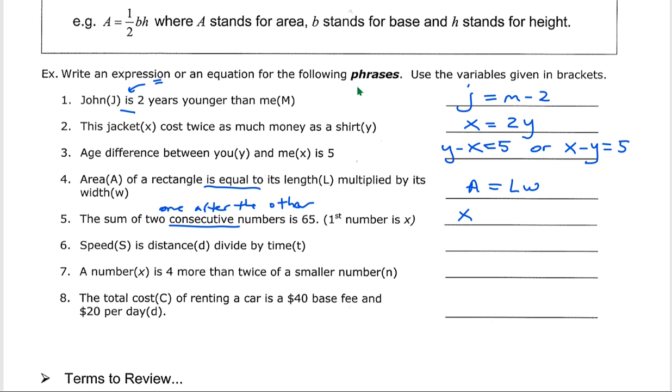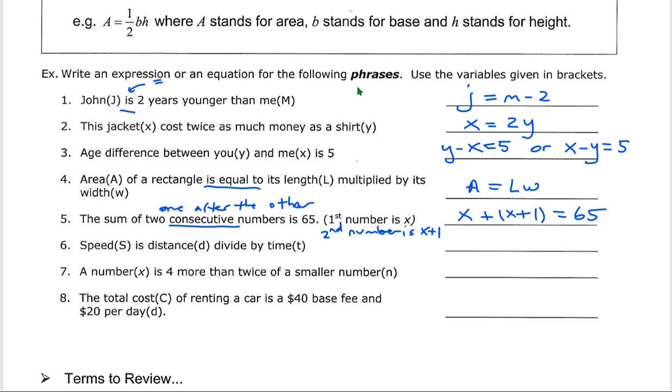So the second number, I'm just going to write over here, is X plus 1. First number is x, the second one has to be x plus 1. So the sum of two consecutive numbers is 65. It means if I take x plus the number after it, the sum, you can put it in brackets if you want, equals 65.